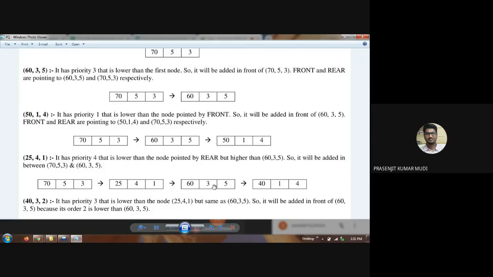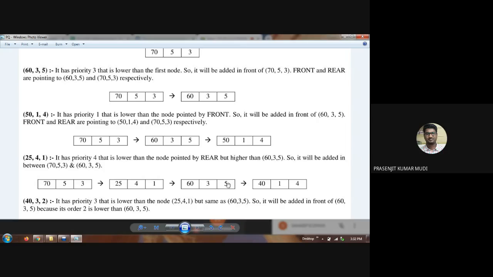So to break this tie, this order number comes into its role. Okay, so let's see what their order numbers are. Its order is 5, its order is 2. So what happened? 63.5, this. Okay, so this element 43 will be added here in front of 63.5. Why? Because its order number is lower than this order number.